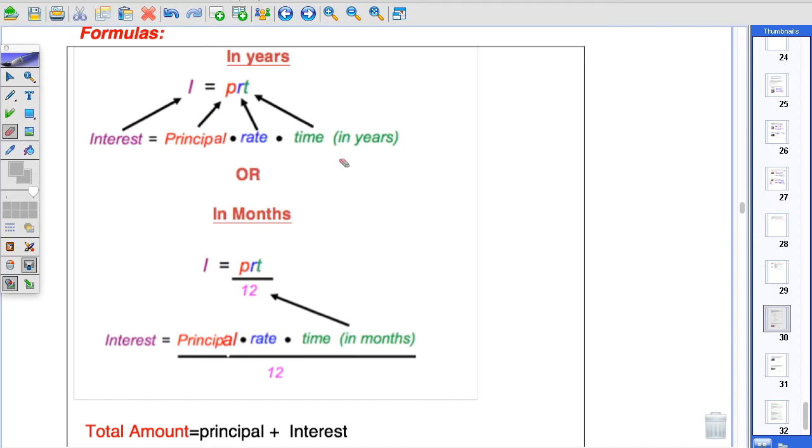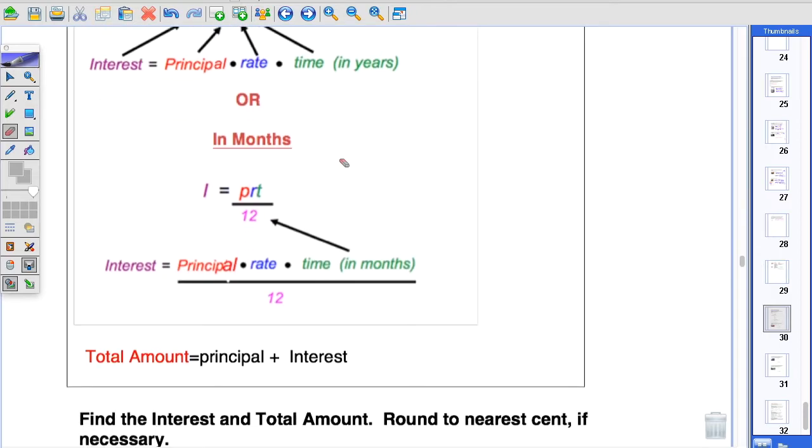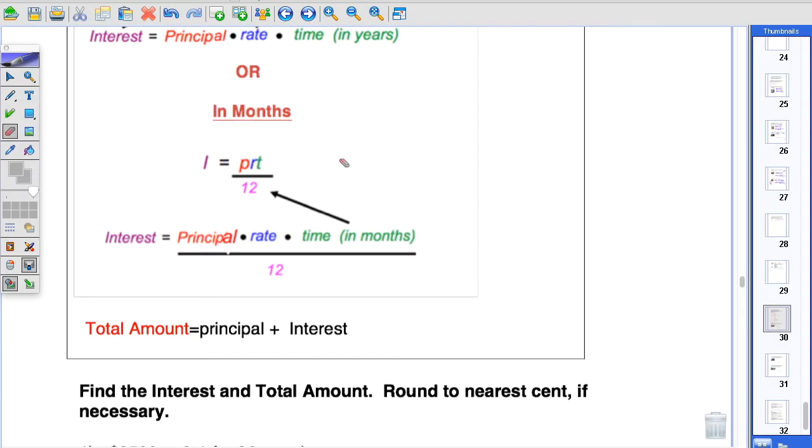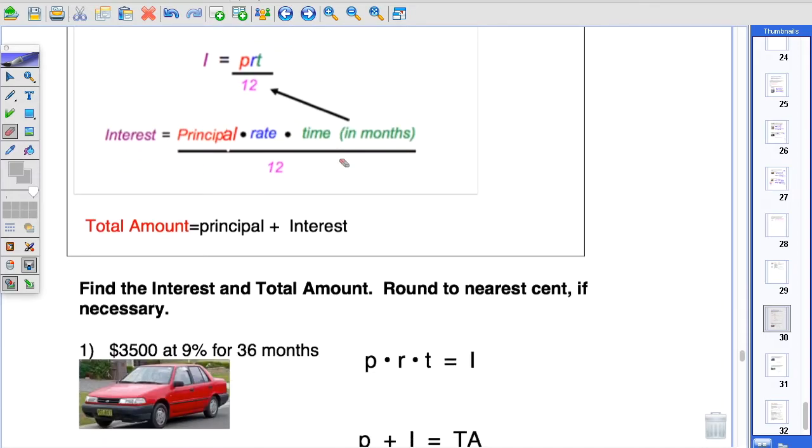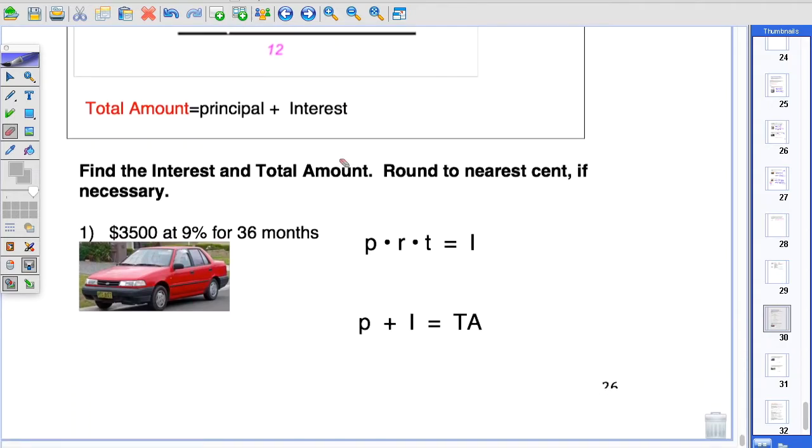If it is in months, its interest is equal to your principal times your rate times the time, but you'd have to divide it by 12 because there's 12 months in a year. So I have the variables written and also what they represent. So after finding the interest, you can find the total amount. That would be your principal plus your interest gives you your total amount. So our first example says find the interest and total amount, round to the nearest cent if necessary.